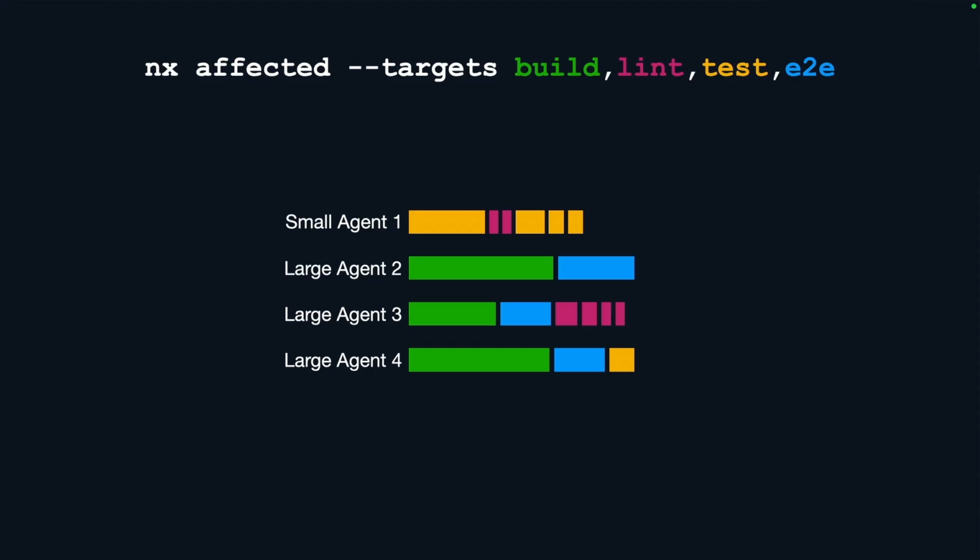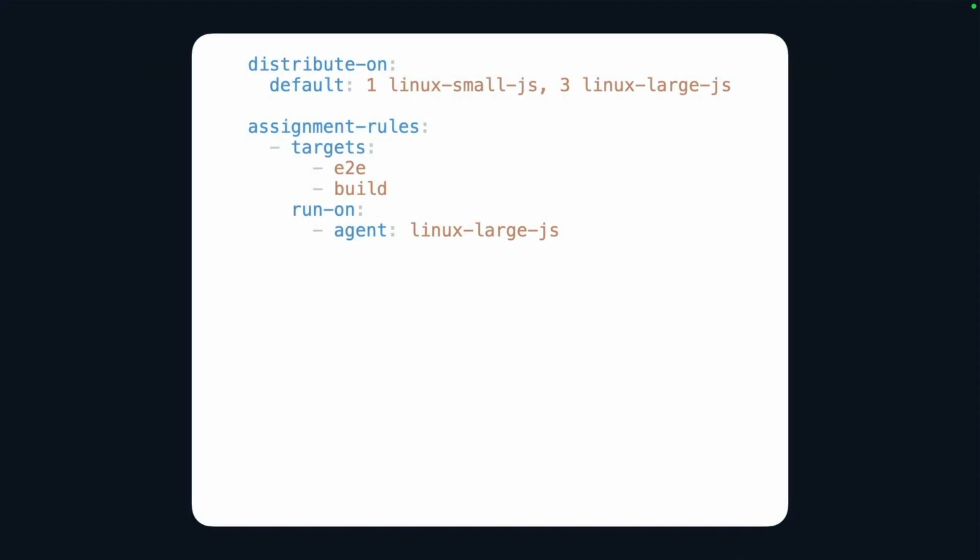Here's where assignment rules kick in. Assignment rules give you a configuration to set up what size agents you run and which tasks run on which agents. In this example, we're running that one small agent and the 3 large agents that we need, and we're telling it to send all of the E2E and build tasks to our large agent.